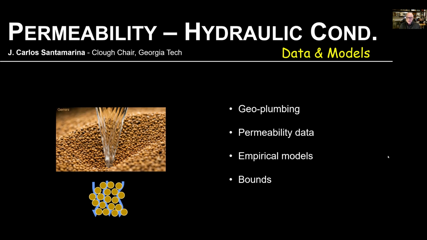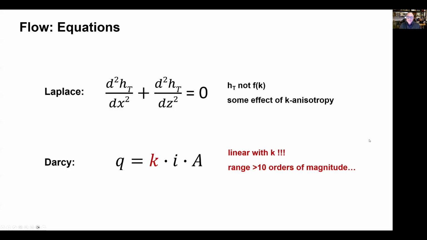Before we go any further, let me remind you that there are two key equations that we're going to use in the fluid flow. The first one is Laplace's equation that tells us how the total energy varies at any given point in the x and z direction, or x, y, and z. And we know that that is the Laplacian. But what I would like to highlight is that the Laplacian is not a function of permeability by the time we get to this part of the equation after many assumptions.